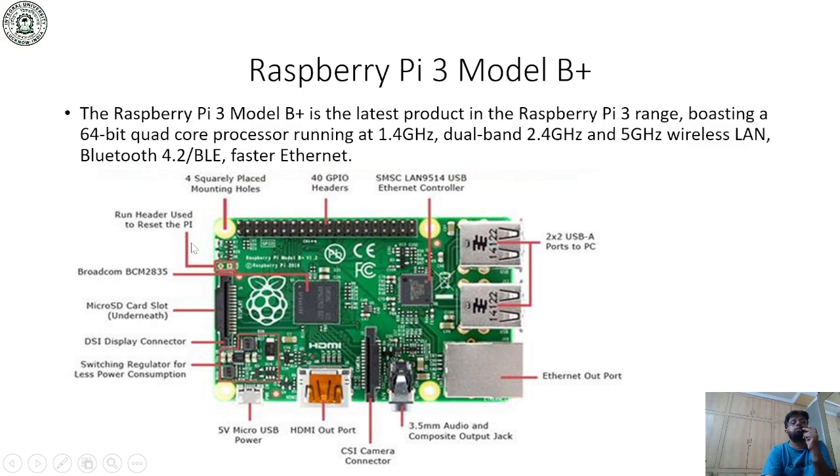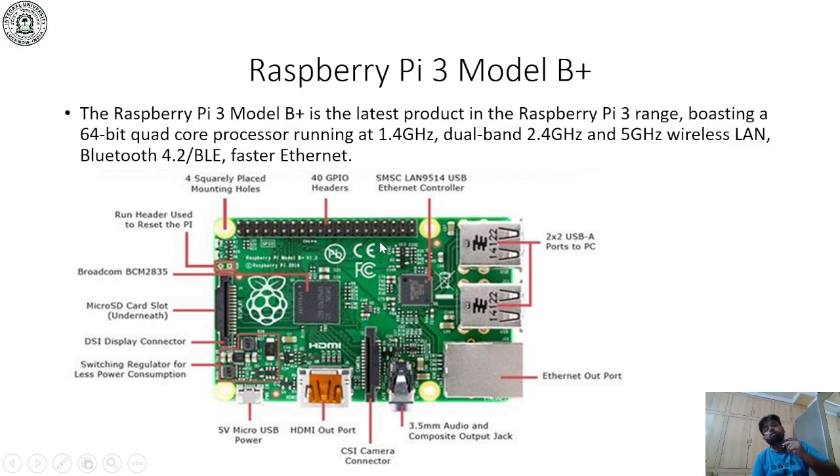Now, there is another slot that is behind. There is a slot for the SD card that is not visible from this view. This slot is given behind this picture. I will show you when I show you physically. Okay. So the Ethernet controller is given here. This is very important: the 40 GPIO headers.